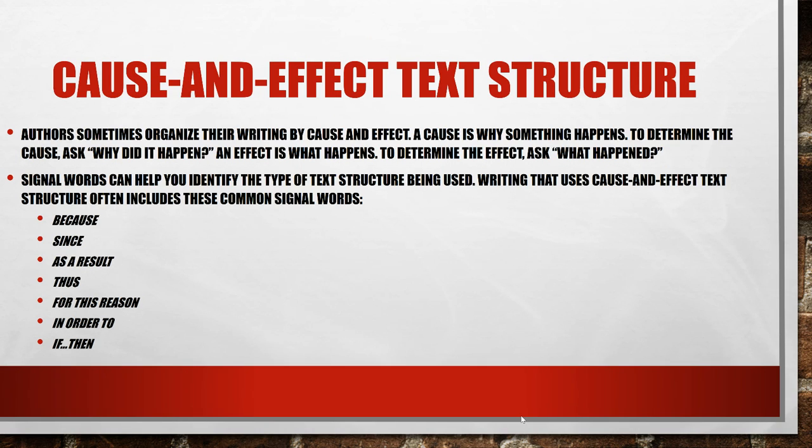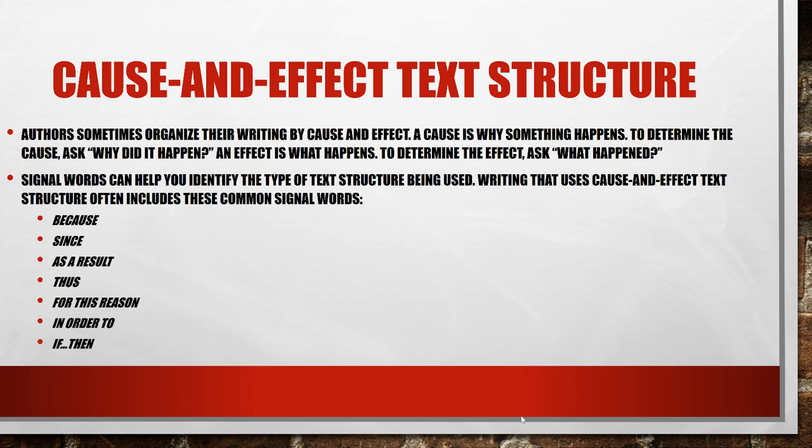Authors sometimes organize their writing by cause and effect. A cause is why something happens. To determine the cause, you can ask yourself, well, why did that happen? And an effect is what happens. To determine the effect, you can ask yourself, well, what happened?